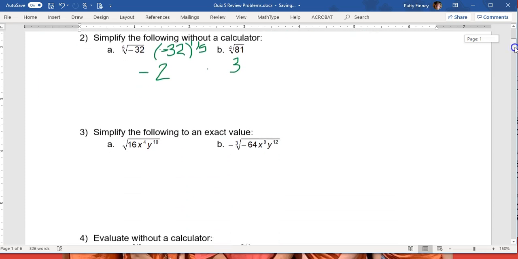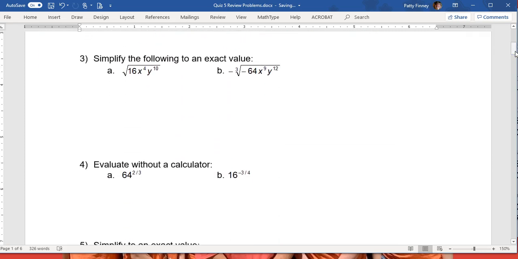Okay? Now it says to simplify the following to an exact value. Well, the first one we're looking for here is square roots. So when we're looking for square roots, we want to find a perfect square that divides evenly into these. Well, a perfect square of 16, so what's the square root of 16? Well, the square root of 16 is 4. What's the square root of x to the 4th? Well, that would be x to the 2nd. What's the square root of y to the 10th? Well, that would be y to the 5th.